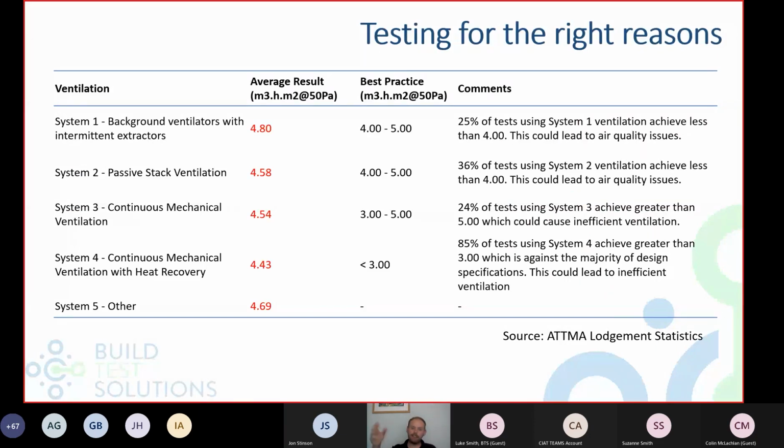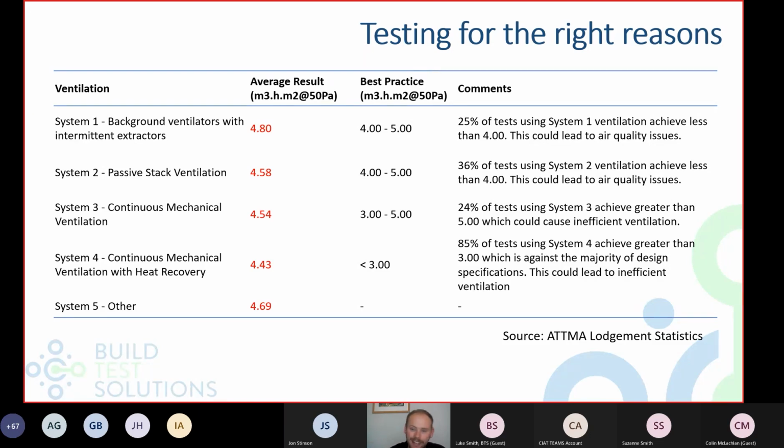And this is an example of what I was saying: are we testing for the right reasons? Here we've got the ATMA lodgement statistics. This is a sample of hundreds of thousands of air tightness measurements across several different ventilation systems. System 1, background ventilators, moving on to System 4, MVHR systems. And these different systems are designed to work with different levels of air tightness. So we know that an MVHR system will only really work in an airtight building, yet the measured air tightness across all those buildings is pretty much the same in every type.